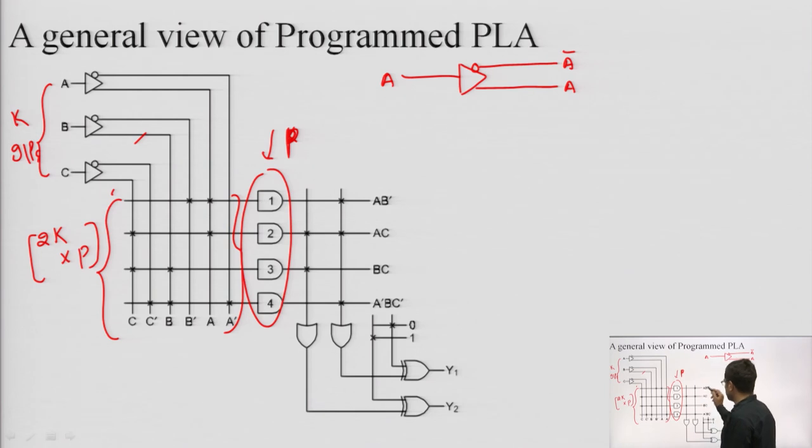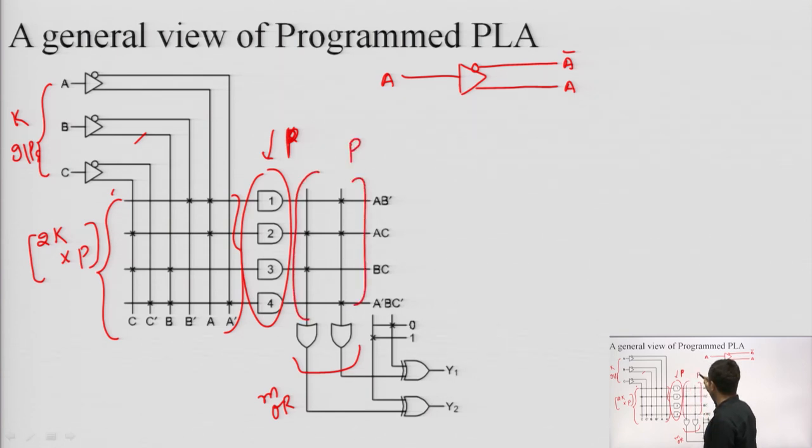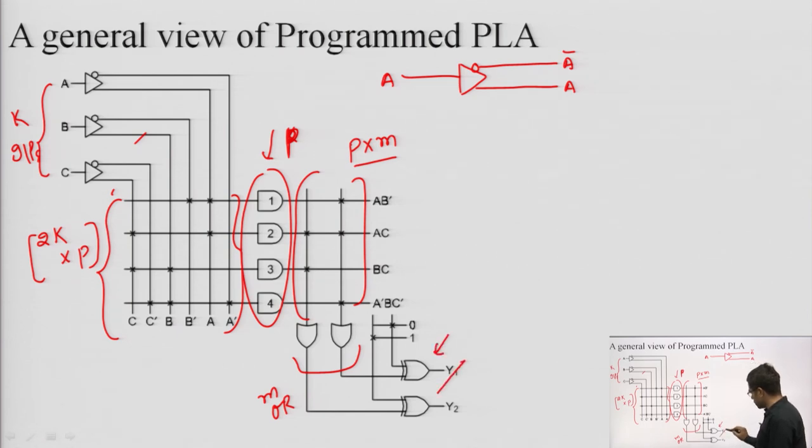And then those P AND gates feed the OR gates. If there are M OR gates, the number of programmable links in this OR array will be P into M. And after those, there will be some additional XOR based structures which act as a conditional complement circuit.